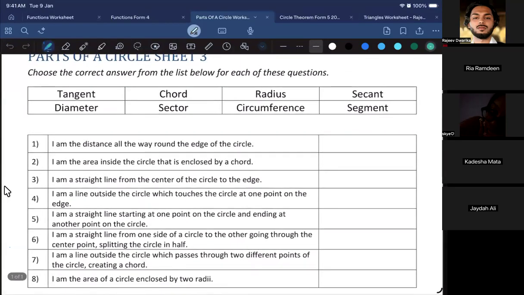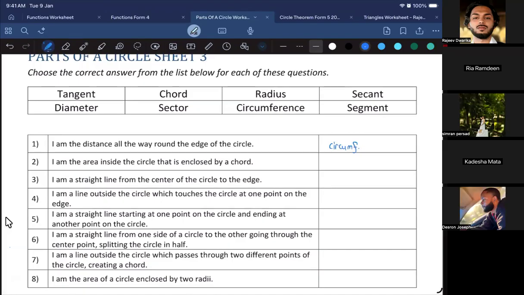I am the distance all the way around the edge of a circle. What does that sound like? Circumference, yeah, that sounds like circumference. Second one, what does the second one sound like? Radius squared.